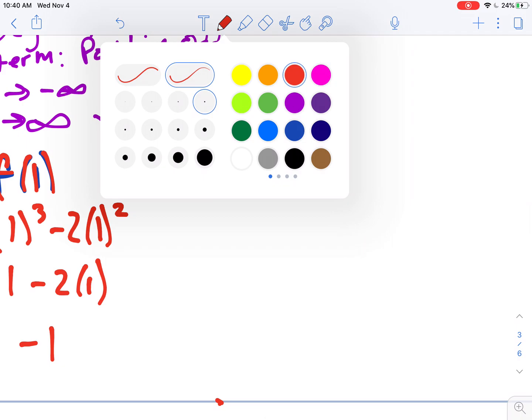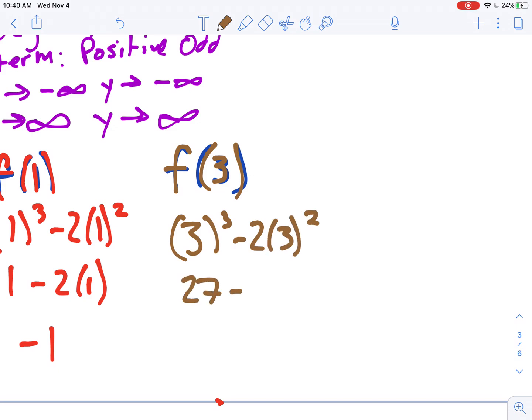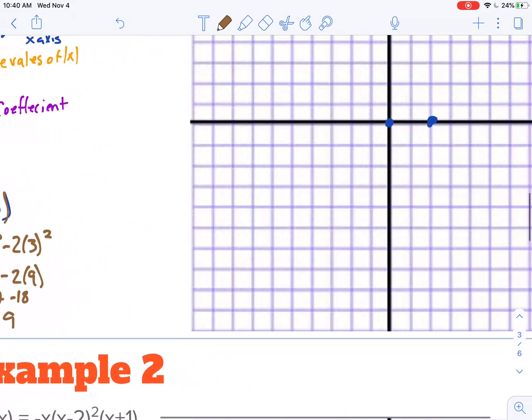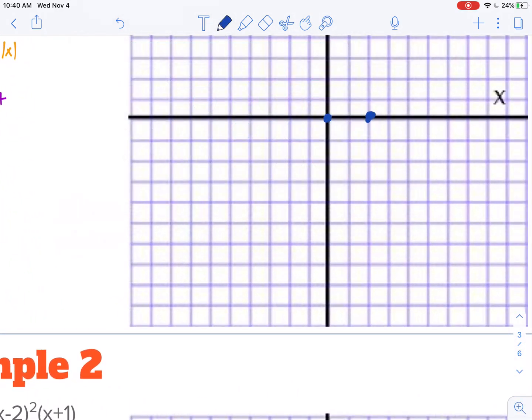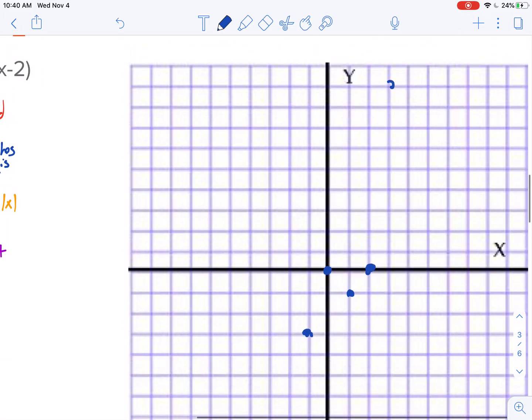And then f of 3, let's do this one in brown. So f of 3, I'm going to plug in 3 cubed minus 2 times 3 squared. I end up with 27 minus 2 times 9, 27 minus 18. This is 9. So I'm going to end up with the points, and I'm going to put this on my graph: (-1, -3), (1, -1), and then (3, 9).